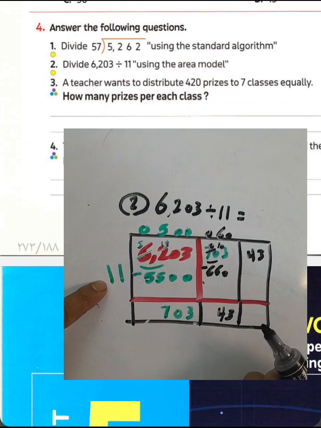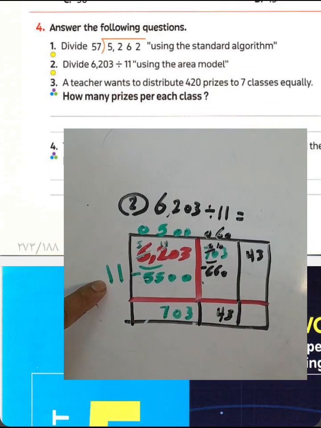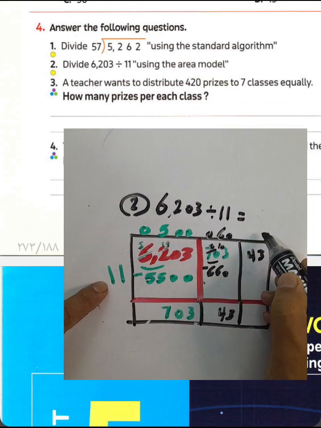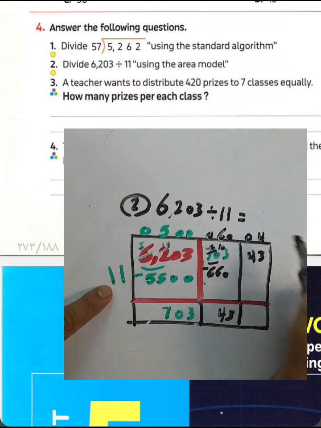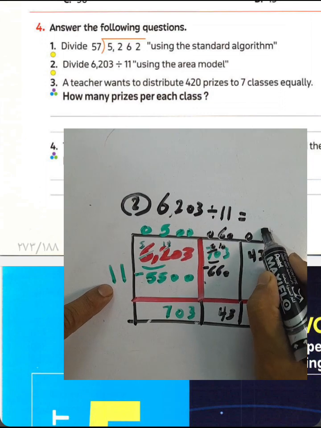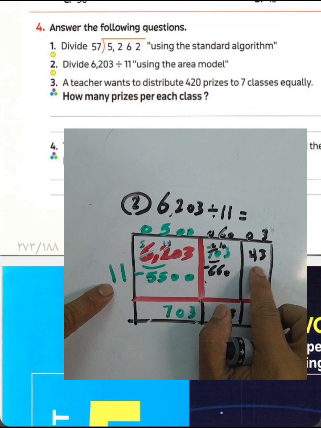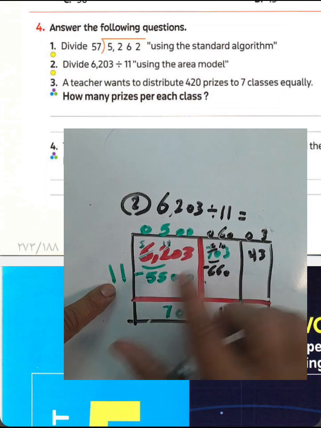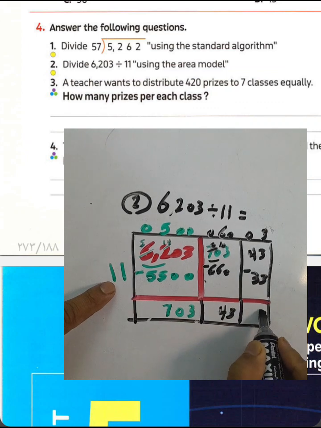Equal 3, because 3 times 11 equals 33, but 4 times 11 equals 44, which is greater. So you can write 3 here. 4 divided by 11 we can't do it with 0, and 43 divided by 11 equals 3. 3 times 11 equals 33. So the difference between them, write 0, and 4 minus 3 equals 1.